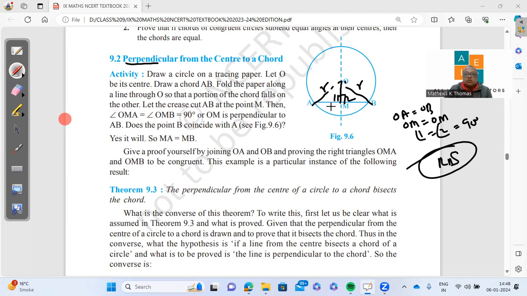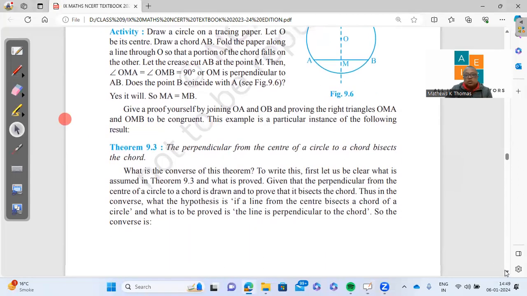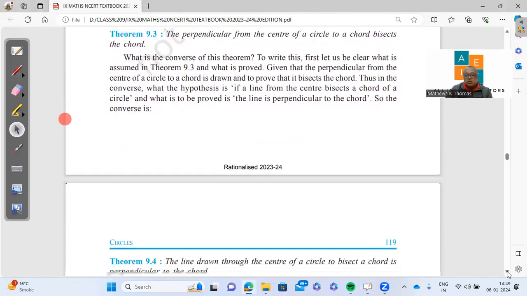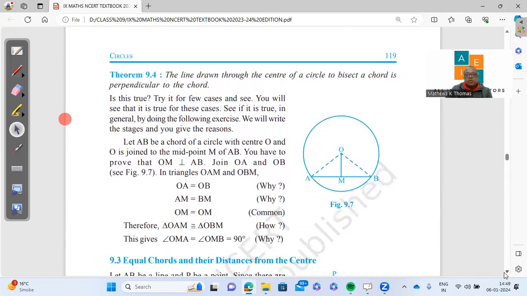And if the triangles are congruent, then I can say AM equal to MB. So perpendicular always bisects the chord. Perpendicular from the center bisects the chord. Just remember this because this will be used in the questions. So this is the second theorem. Perpendicular from the center bisects the chord.